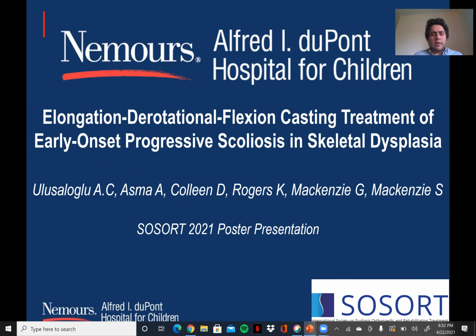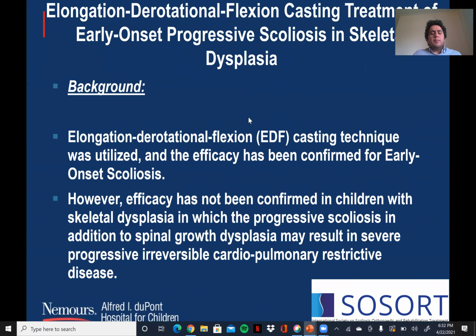I'm talking about the elongation, derotation, flexion (EDF) casting treatment of early onset progressive scoliosis in skeletal dysplasia. I have no disclosures. Background of the study: the EDF casting technique was utilized, and its efficacy has been confirmed for early onset scoliosis. However, in skeletal dysplasia, its efficacy for scoliosis has not been confirmed in children.